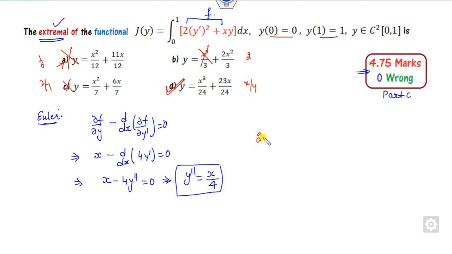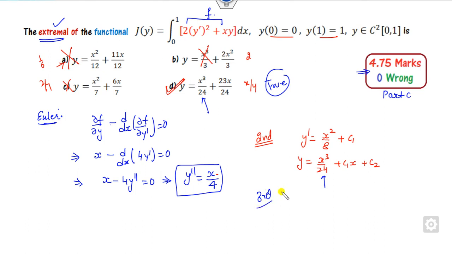Now, the second method: you can integrate this two times. When you integrate once, you will get this, and when you integrate again, you will get x cube by 24 plus c1 x plus c2. Now you can see that the term x cube by 24 is present only here, so this is the correct option. Otherwise, the third way is that you can substitute the boundary values. y(0) is 0, which is nothing but c2 is 0, and so on. You will get the right answers.